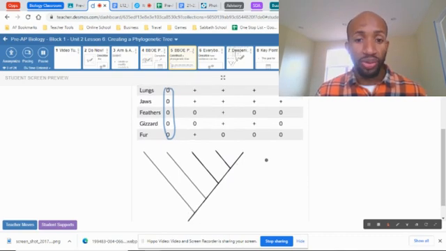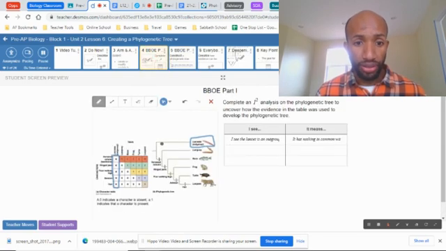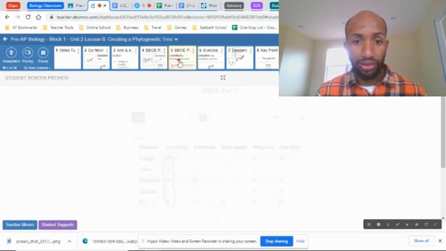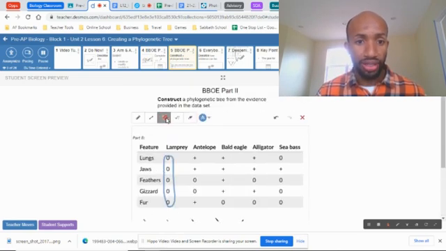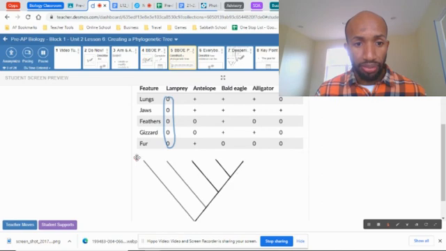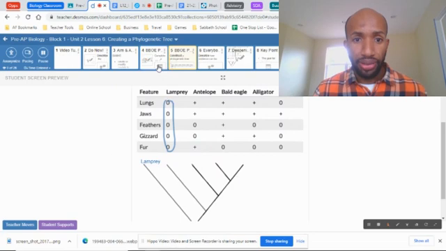My outgroup is going to be the one that is all by itself. So here we notice this one is all by itself. It didn't have any nodes, branches attached to it. So that's the outgroup. So on this one, my outgroup would be over here. So I'm going to click my text box and put lamprey over here. Okay. And the second one that I'm going to look for is the one that has the most.